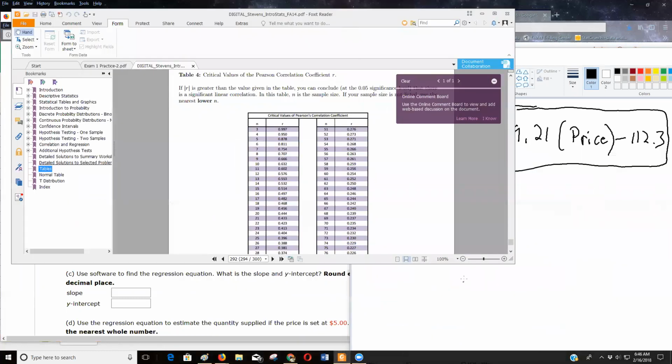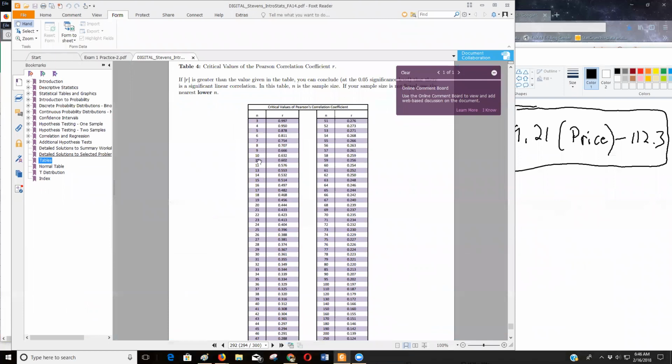We're trying to test to see if the correlation is far enough away from zero to say, yeah, there's a fairly strong linear correlation here. Let's see, I had 12 values, right? We don't subtract one from this, no. So I had 12 data values.